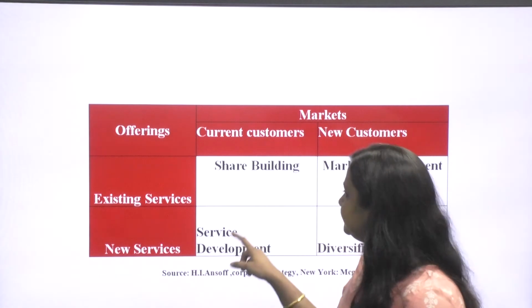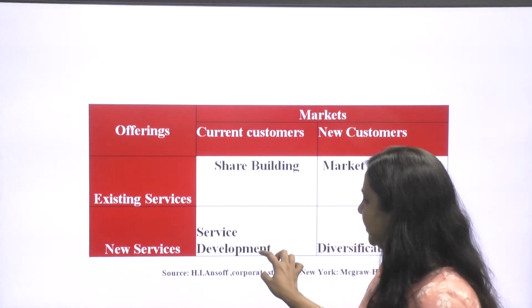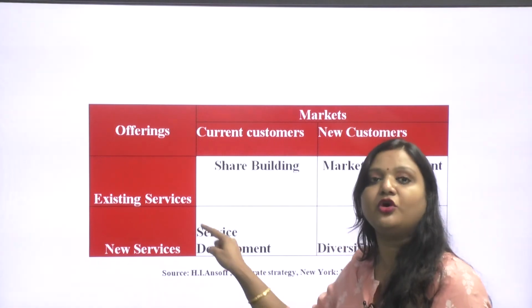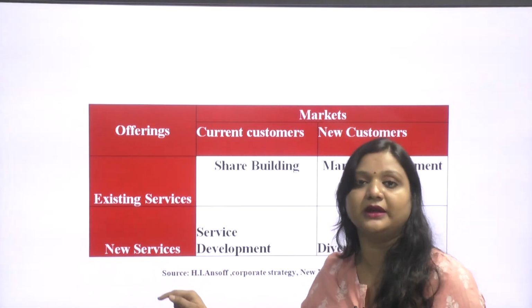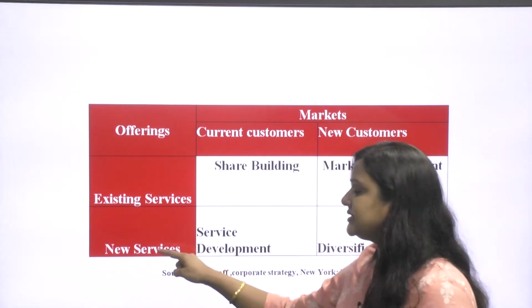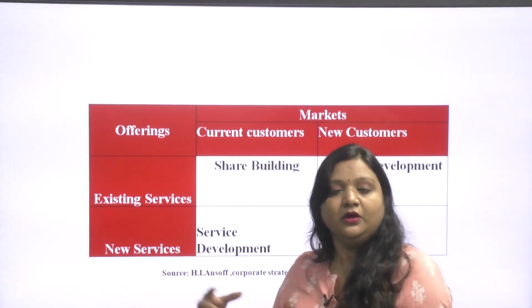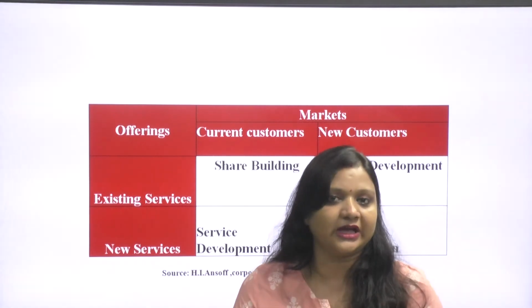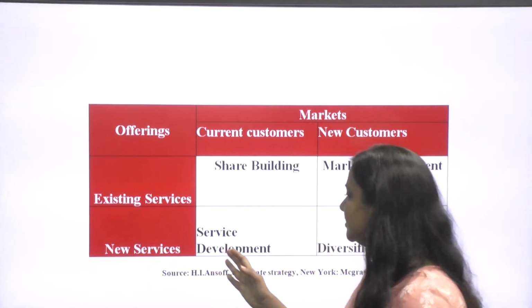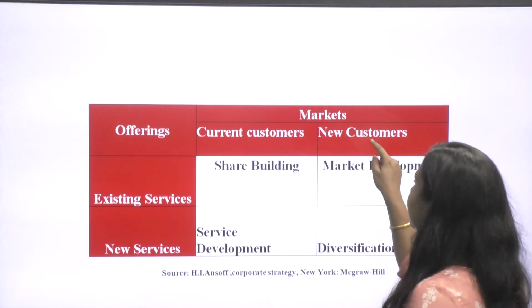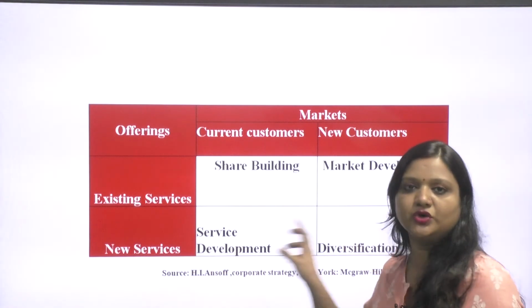New services, okay, look at this particular quadrant, service development. Here the development of services is being done by the service provider. Here the customer is current but the service is new. The same customer base, but the service provider is thinking to offer a new type of service to them. So that is all about service development. And the last quadrant, that is diversification. Here the customer is new and the service is also new.